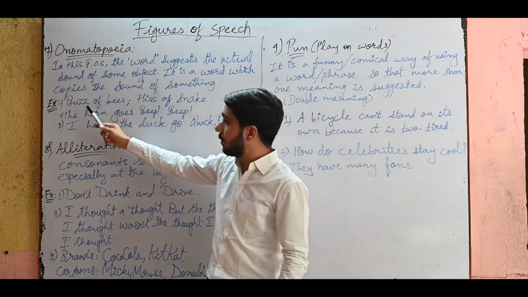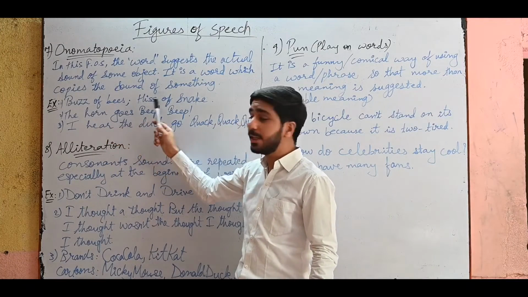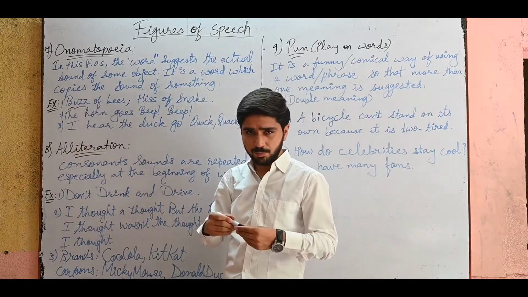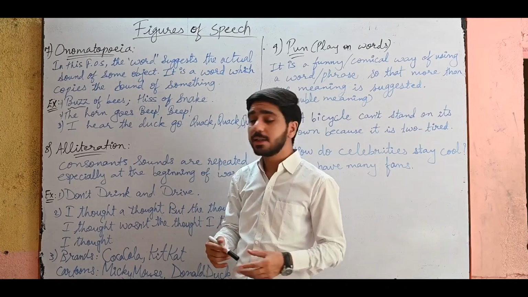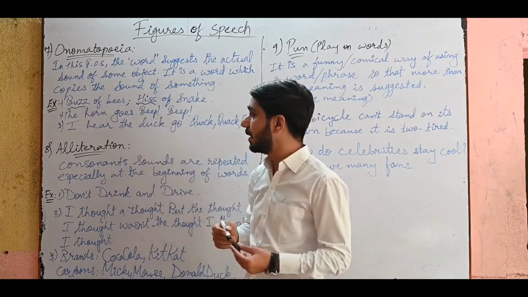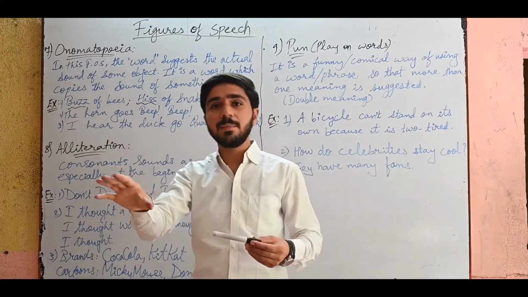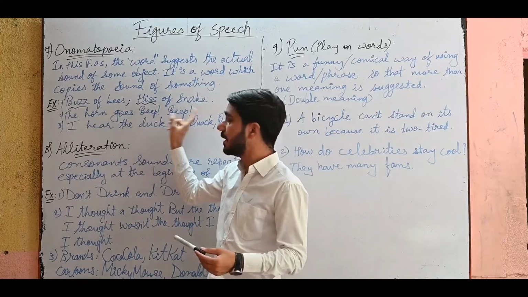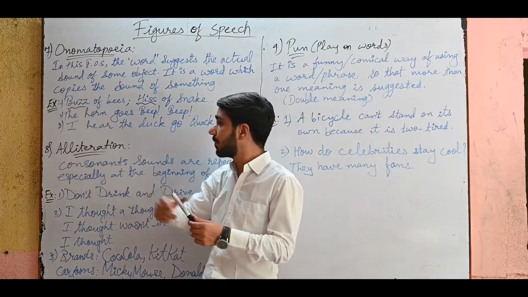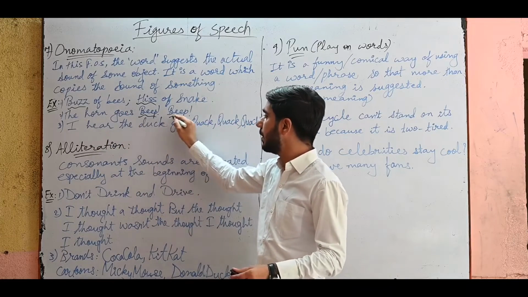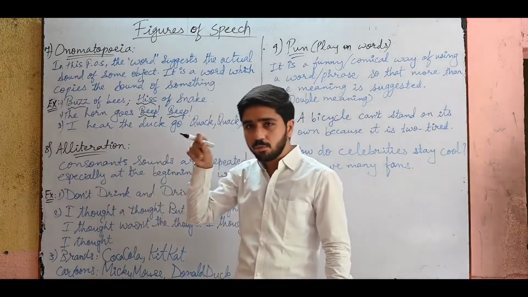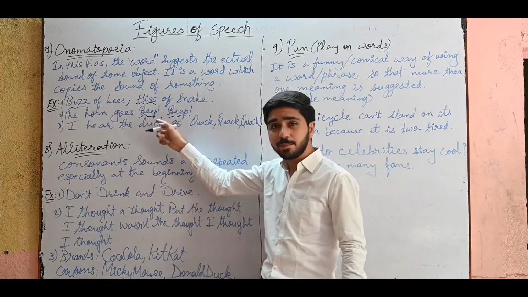See, for example, buzz of bees, hiss of snake. So here we all know when the bees are there, the group, beehive of bees, they make buzz sound, and hiss of snake. When the snake takes out the tongue, it makes hiss sound. So that is hiss of snake. Original sound of the snake, original sound of the bees. Then the horn goes beep beep. So here beep beep, sound of the horn. The actual sound when you blow horn, the actual sound which comes is beep beep sound.